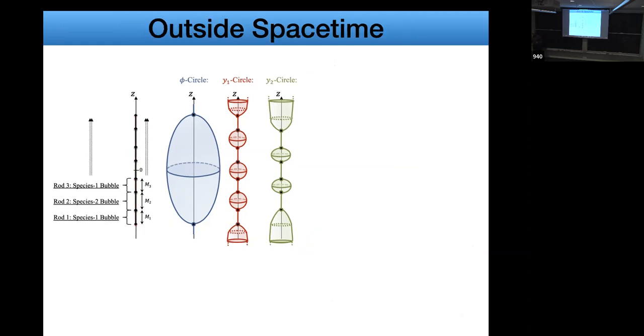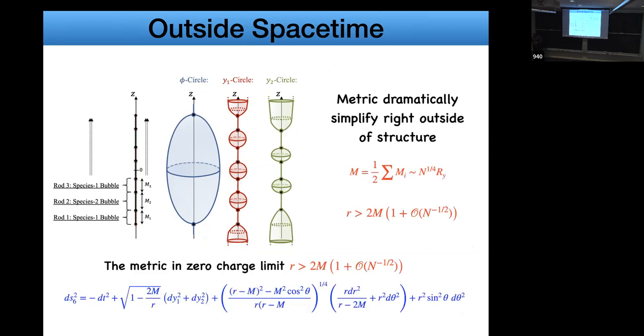There are a couple of funny properties of these solutions that I will describe. The question now is, what does this look like as you approach it? If you look at these bubbles and you're in a region immediately outside, this is given by taking the radius to be 2m, where 2m is roughly the total mass of this object, and there is a correction given by n to the half. The spacetime right outside dramatically simplifies as compared to the actual bubbling structure that's sitting there, and you can explicitly write down the metric.